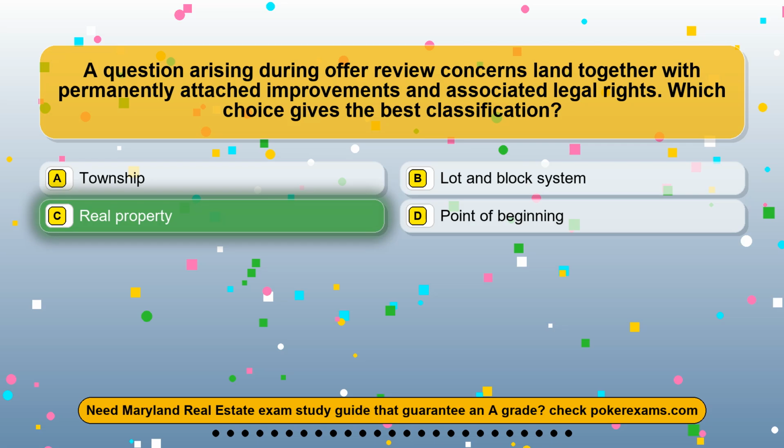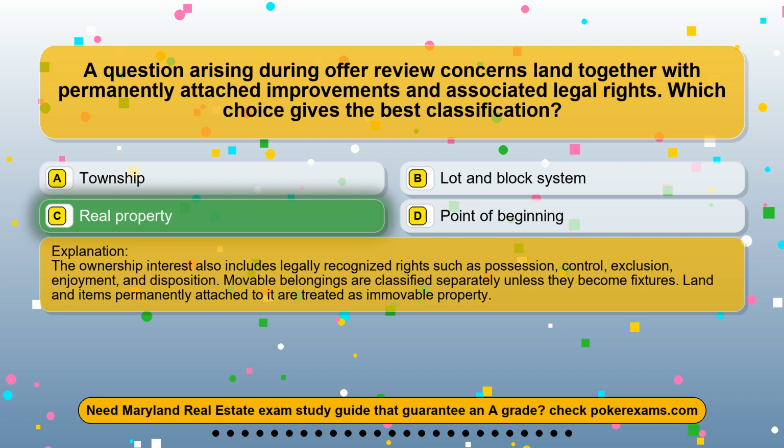The correct answer is option C, real property. The ownership interest also includes legally recognized rights such as possession, control, exclusion, enjoyment, and disposition. Movable belongings are classified separately unless they become fixtures. Land and items permanently attached to it are treated as immovable property.